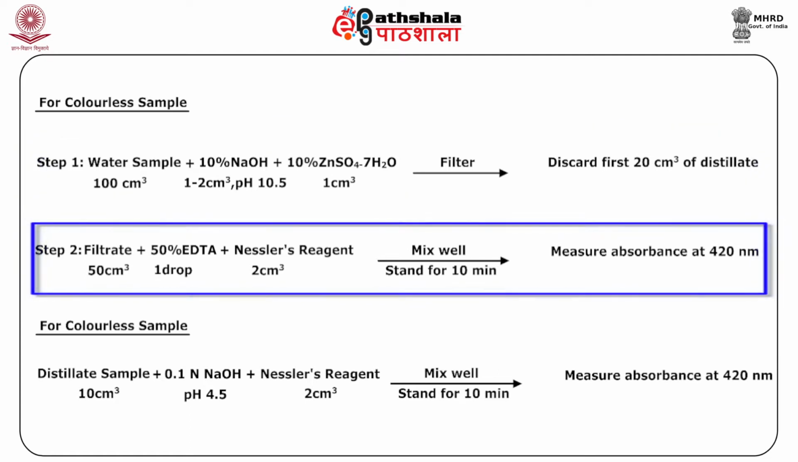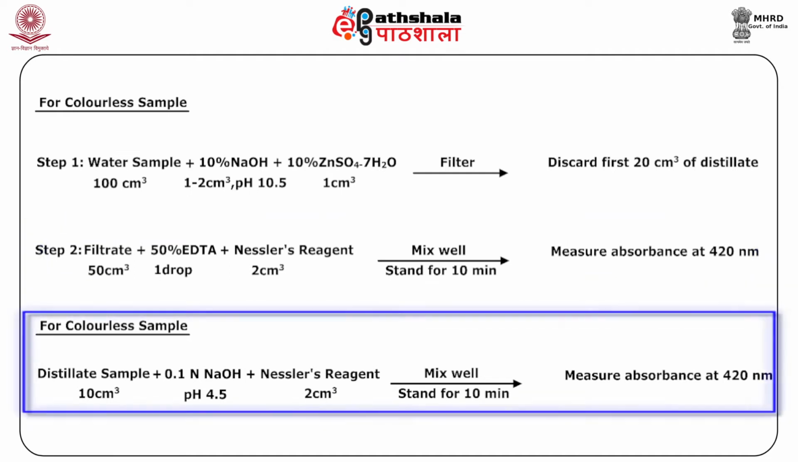In step 2, 50 cm³ of the filtrate is taken and 1 drop of 50% EDTA is added, and then we add 2 cm³ of Nessler's reagent. They are mixed well, left to stand for 10 minutes, and the absorbance is measured at 420 nanometers. For the colored sample, the distillate sample plus 0.1 normal NaOH plus Nessler's reagent are taken, mixed well, and the solution is left to stand for 10 minutes, and then the absorbance is measured at 420 nanometers.